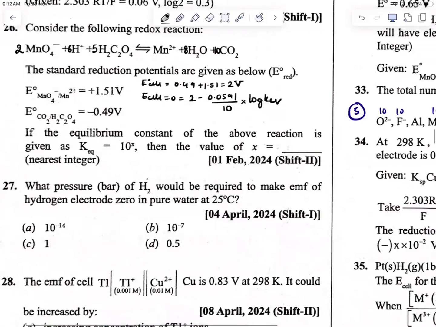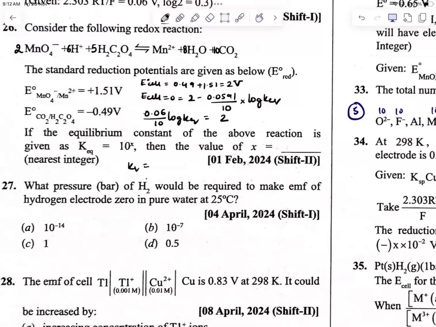So how much will be the value here now? So K equilibrium. If I take it to the other side, it's 0.06 by 10 log of K equilibrium is equal to 2. So from here we are getting K equilibrium is equal to something like 20 divided by 0.06. This is the value you will get.